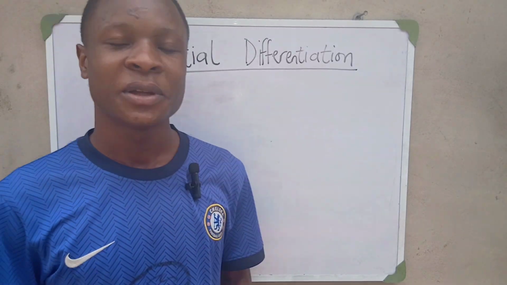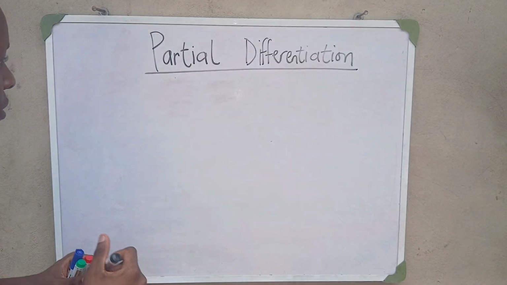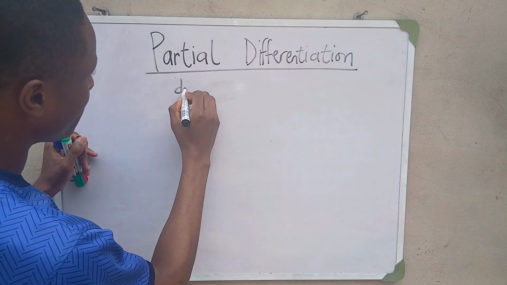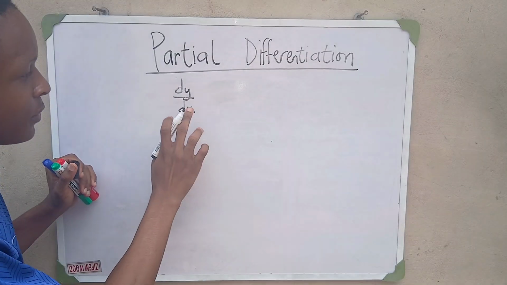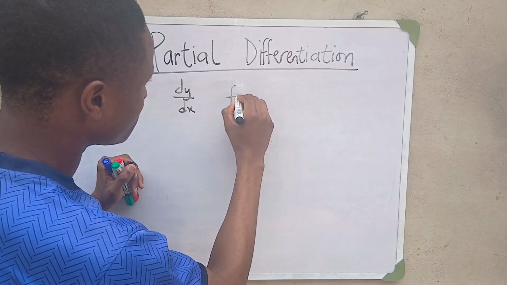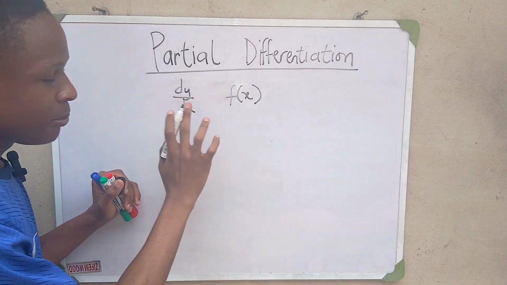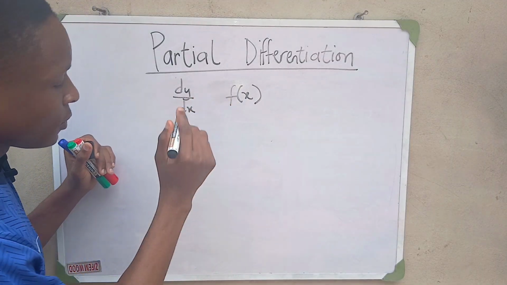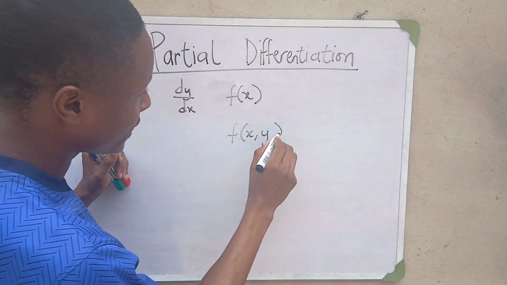In today's video, we're talking about partial differentiation. Now, we have been used to this differentiation of y over x. In this differentiation, we differentiate a function with respect to one variable x. But in partial differentiation, we can have multiple variables, let's say x and y.